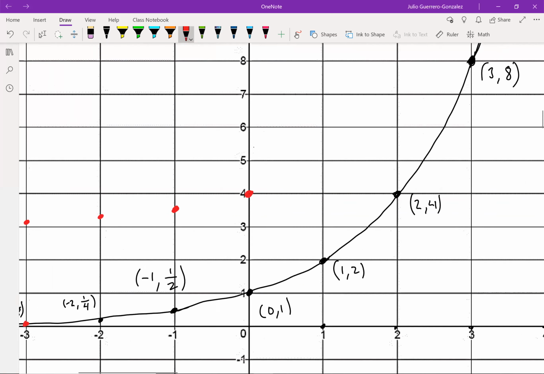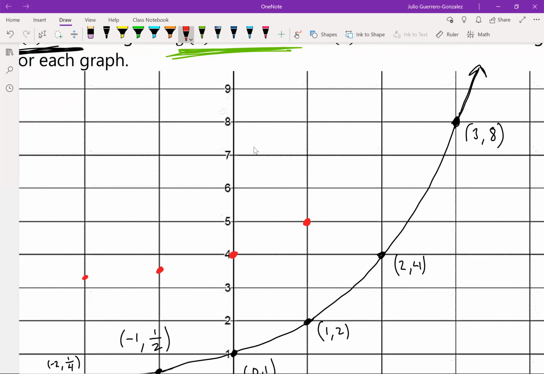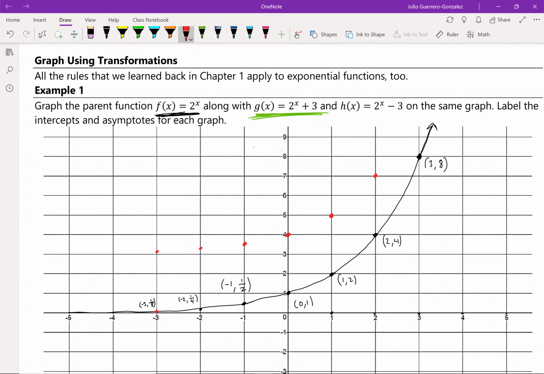The next point moves up to, is that 5? Next point up to 6. Oh, sorry, 7. Next point we can't entirely put because we ran out of space. So we have enough points there to at least do a graph.